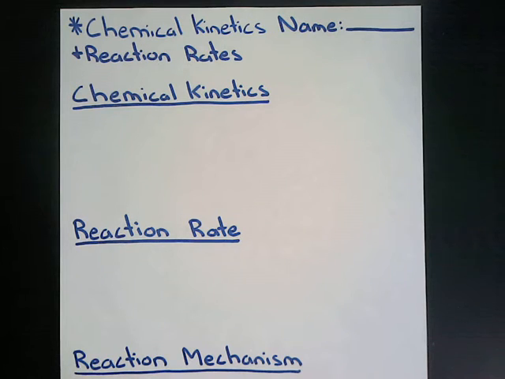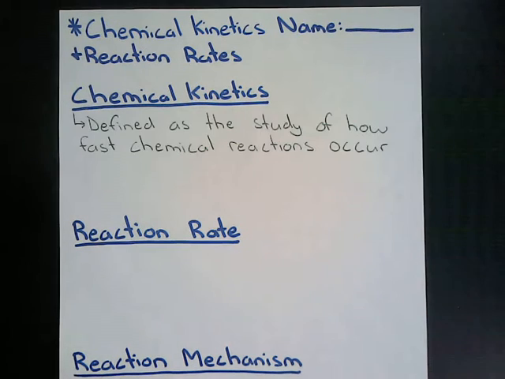So let's start out here with a few basic definitions for things that are involved with chemical kinetics. And so we first start out with what our definition is of chemical kinetics. Chemical kinetics is defined as the study of how fast chemical reactions occur. In other words, chemical kinetics is talking about the speed of the chemical reaction.